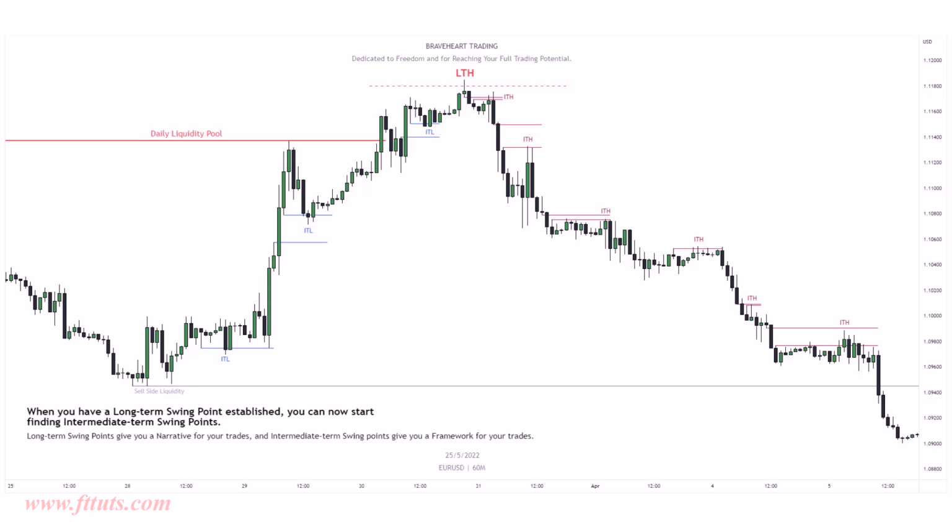Long-term swing points give you the narrative and context for your trades, and intermediate term swing points give you the framework behind your trades. Right? So if we're executing, if our framework's off this intermediate term high, there's no reason to use this high or this high, because the framework is built on this high here. Okay? Or if we're down here already, we're not going to use this high or this high, because the framework is based off this high.